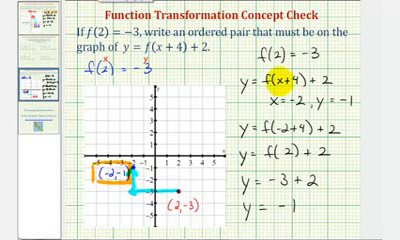So whichever way we look at it, the point negative 2 comma negative 1 must be on the function y equals f of the quantity x plus 4 plus 2.